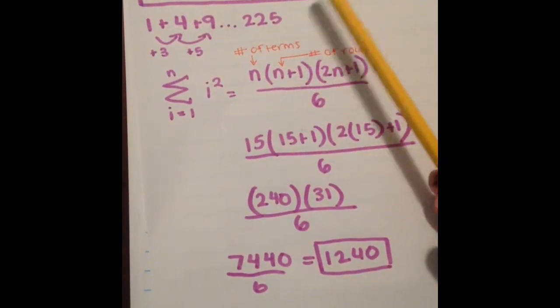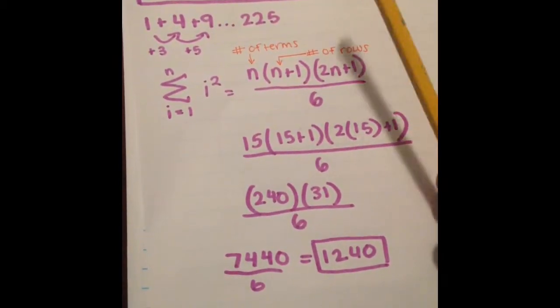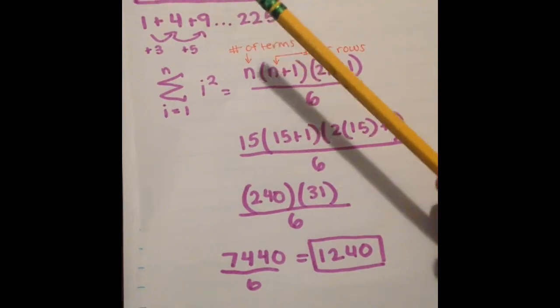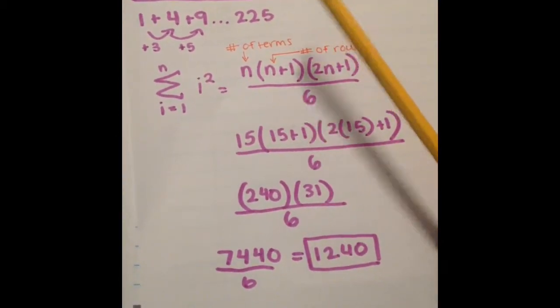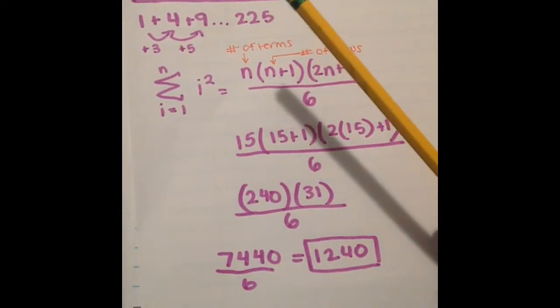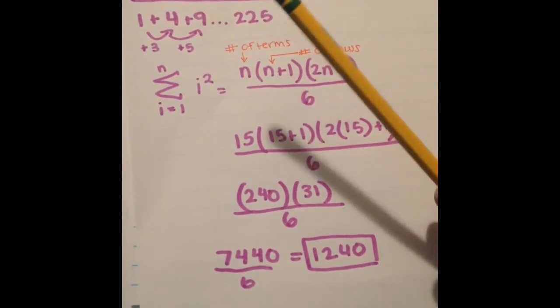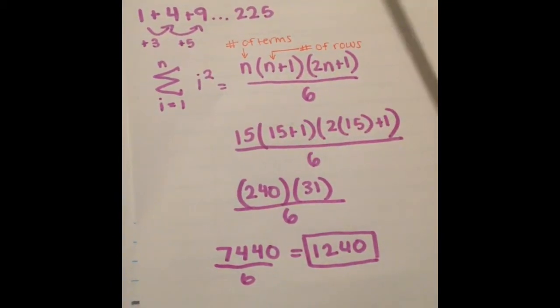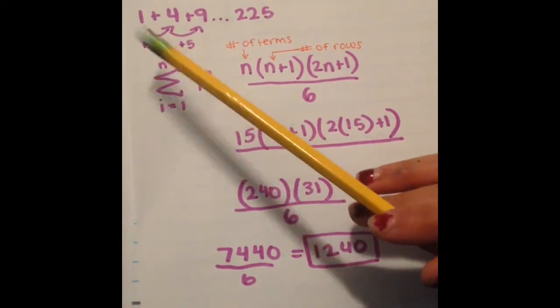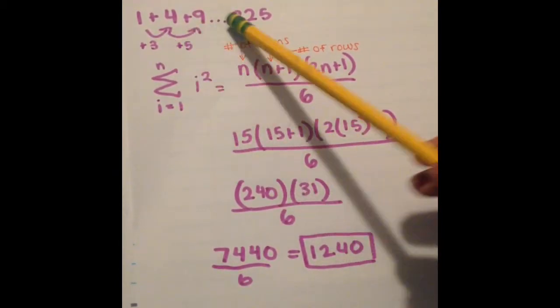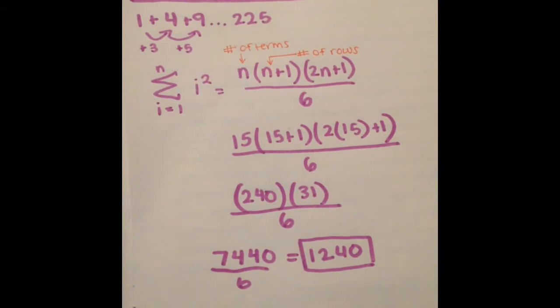Now the sum of squares is used when the arithmetic and geometric formulas cannot be used. In order for it to be arithmetic, you have to add the same number each time. And in order for it to be geometric, you have to multiply by the same number each time. So here we have this. This goes up by 3 and this goes up by 5, which means it can't be arithmetic or geometric.